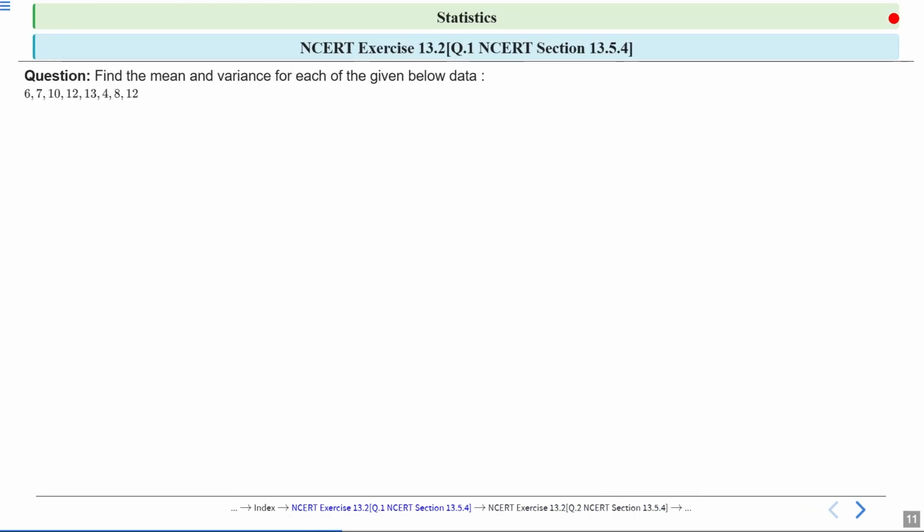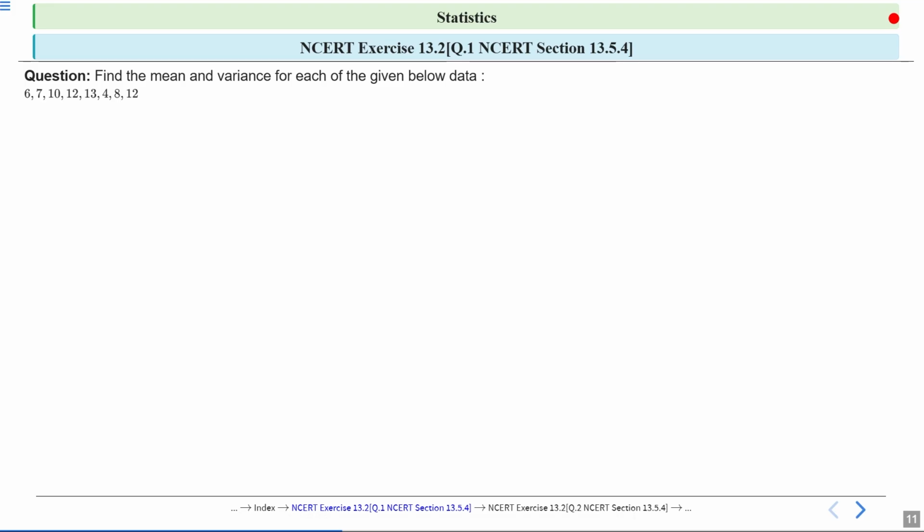Now we will start exercise 6.2. Here we will solve questions number 1 to 5. So let's see question number 1. In this question we are given a list of numbers: 6, 7, 10, 12, 13, 4, 8 and 12.